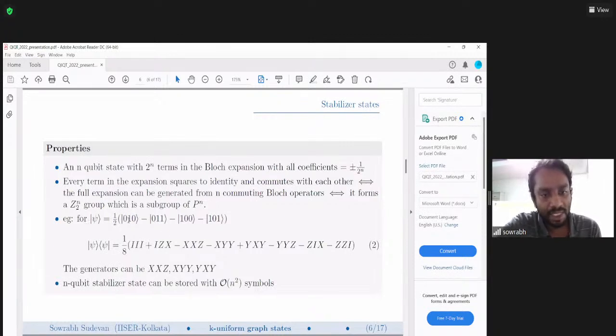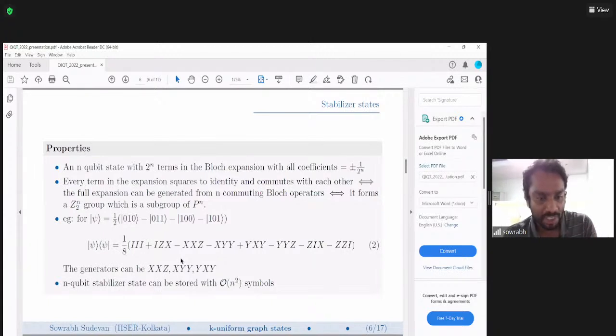So one example is I'm expanding, let's say, this state that I've written here. It's a 3-qubit state. It will have 8 terms in the expansion. These 8 matrices, you can check that they all commute and they all square to identity, just because we are using Pauli matrices. So they form this kind of group, a 2^n group. Basically, this entire set of elements can be generated by taking 3 elements and doing all possible products between those 3 elements. You can get all the remaining elements.